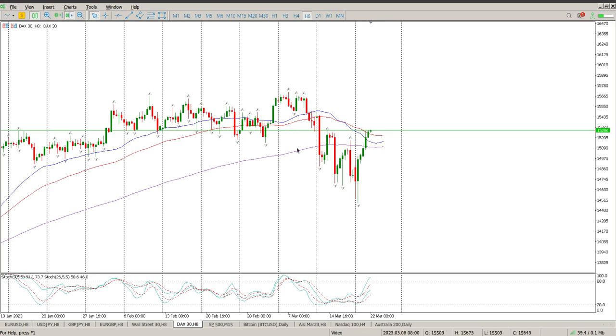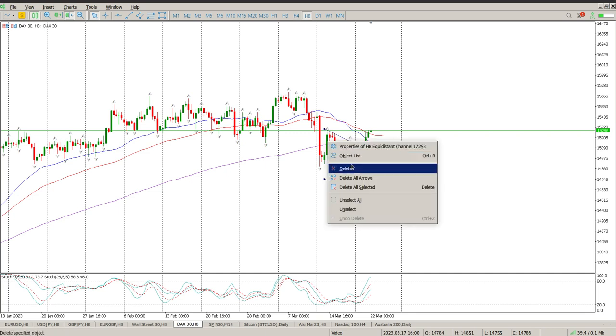Now, last week was just a downward trend, and we were in a pretty well-defined channel, to be honest, and that's typical of the DAX. There it is, and we had a fake out to the downside, and then we accelerated to the upside.